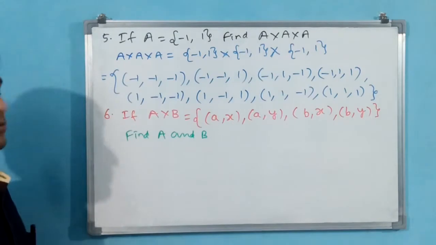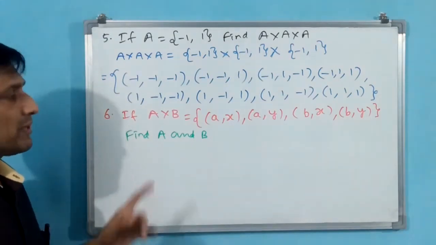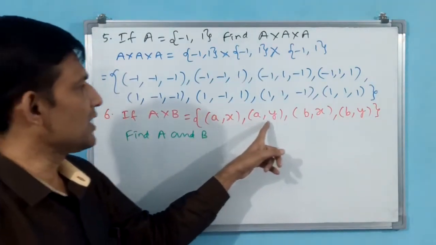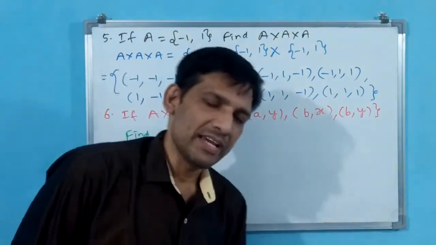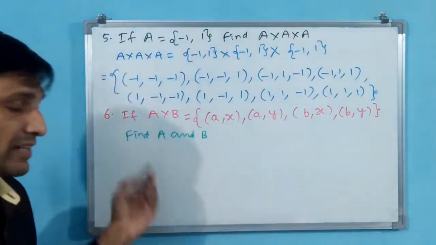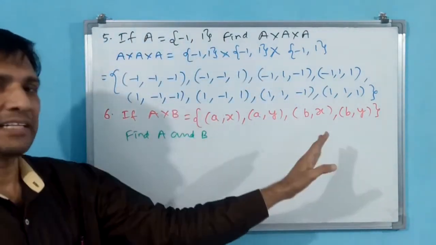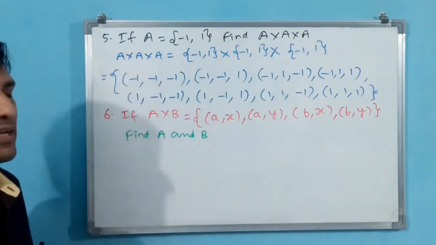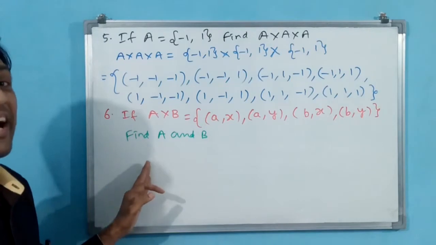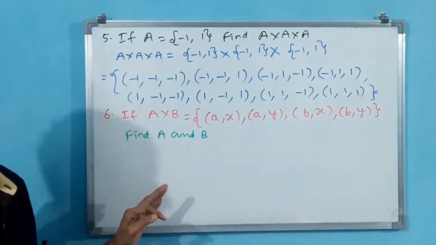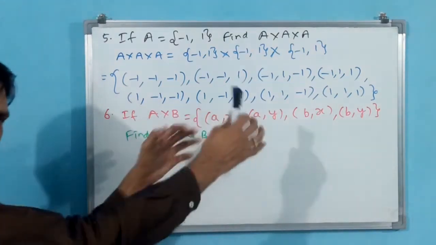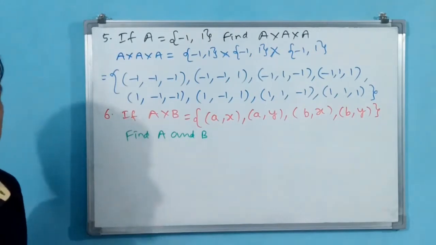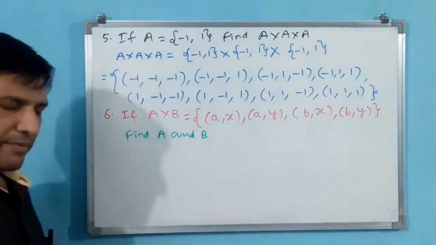Okay, see the sixth question. A cross B is equal to {(A, X), (A, Y), (B, X), (B, Y)} he has given. But you see here he is going in reverse. He has given the Cartesian product of the set elements, and he is asking us to find the sets. Okay, from the product we have to extract the sets. How we have to extract? Because fundamentals are basic.